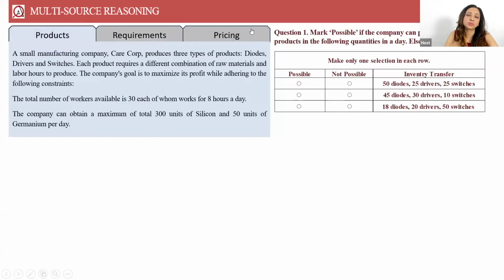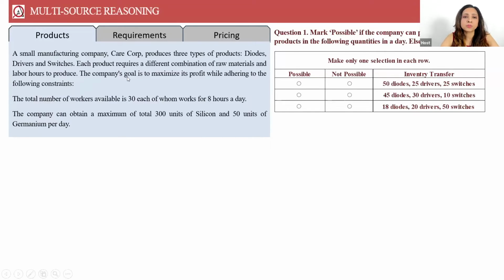I mean, it'll be used enough that we don't have to worry about writing this down. Okay, each product requires a different combination of raw materials and labor hours to produce. All right, this is what is expected. In case we were given that the number of hours required for diodes and drivers is the same, now that is something we would need to jot down, because that is something which is not expected. This is something which is expected.